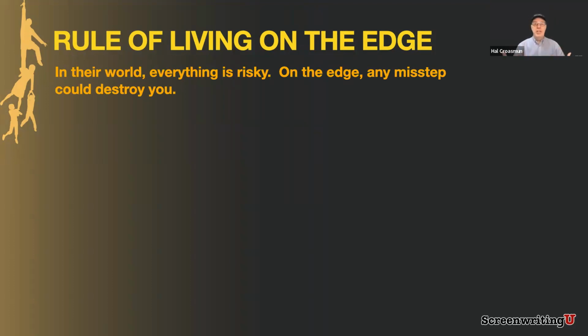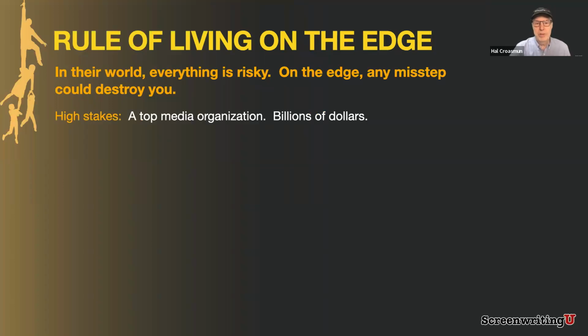So them living on the edge first creates a massive amount of stress for them, puts them in all kinds of difficult situations, but it also sets up the possibility for a disaster at any moment. So the first part of their living on the edge is, this is high stakes, right? It's one of the top media organizations. Billions of dollars are flowing in and out. You make even a small mistake, a 2 or 3% mistake, and it could go bankrupt.